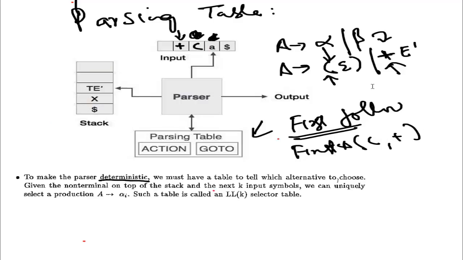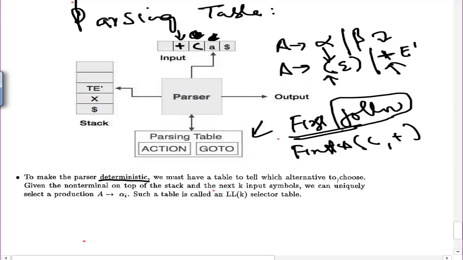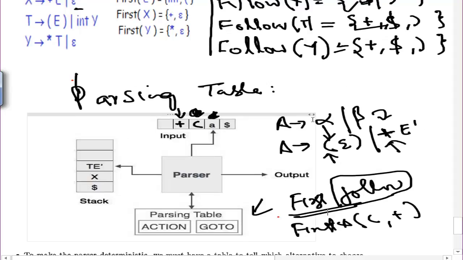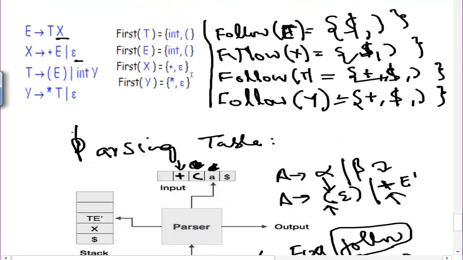Now if we have a first set, what about the follow? Why do we need a follow? We need a follow where we have an epsilon. For example, if you see the last example here, we have an epsilon for an x. In the first of an x we can also have an epsilon. That means we can totally skip this.